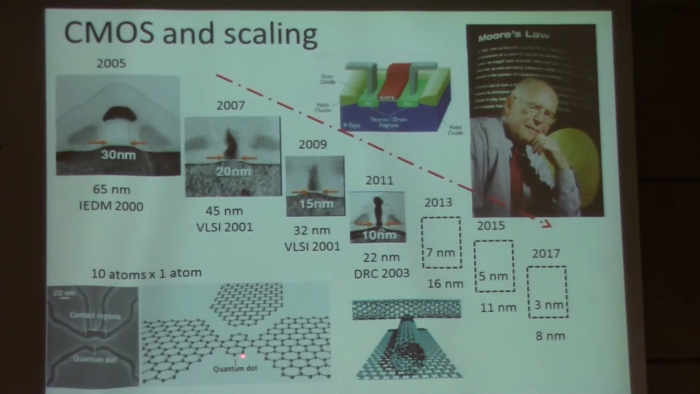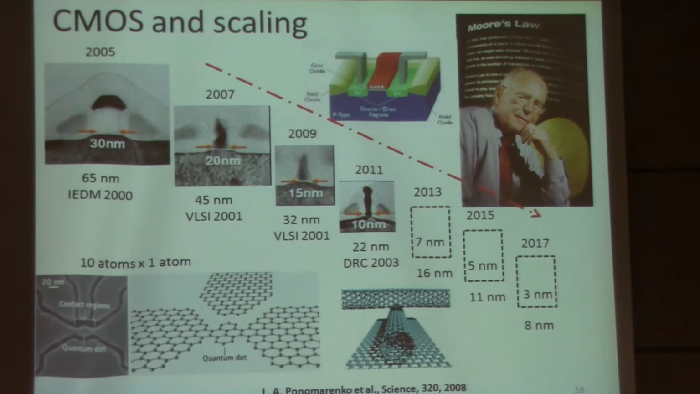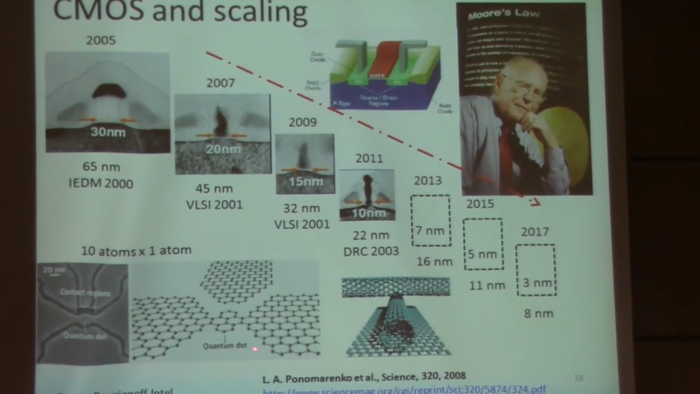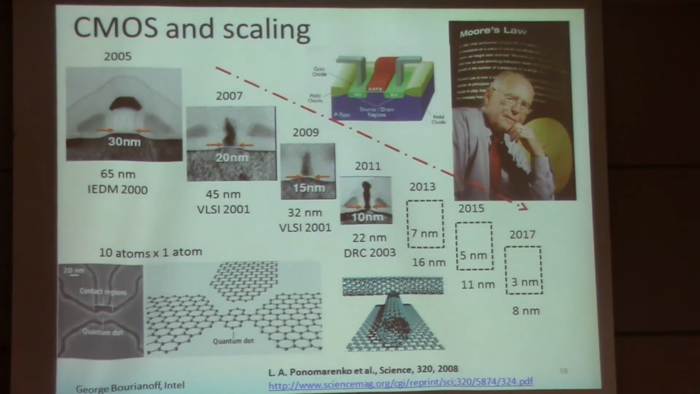Last time somebody asked me about graphene. Yes, people did build this 10 atom times 1 atom, 10 atoms transistor. That's a Nobel Prize, right? 2010.